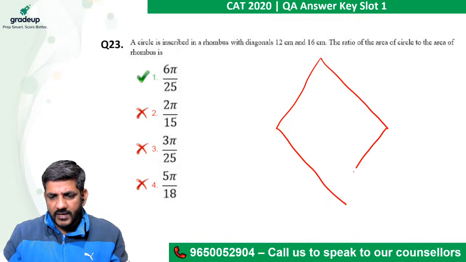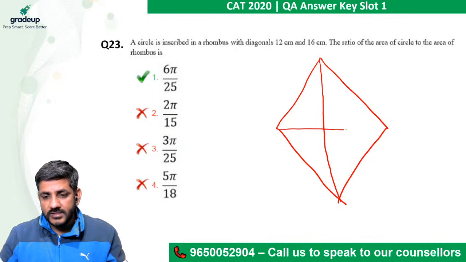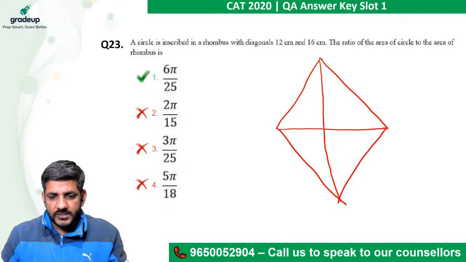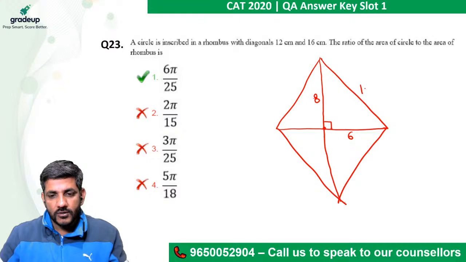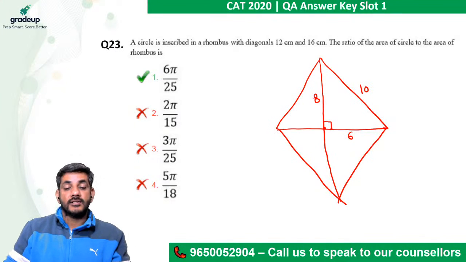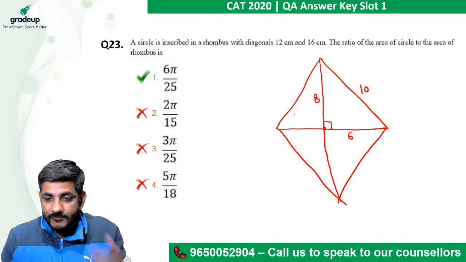He says one diagonal of the rhombus is 16. So this diagonal is, let's say, 16. One diagonal is 12. So this diagonal is, let's say, 12. So basically we know that the rhombus diagonals intersect at 90 degrees. So if it was 16, this will be 8, this will be 6, and of course this will be 10. This is the form, right?